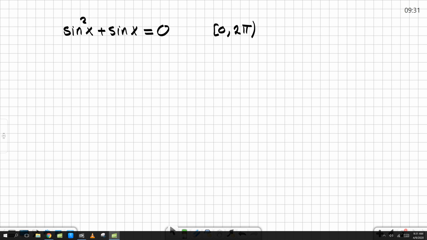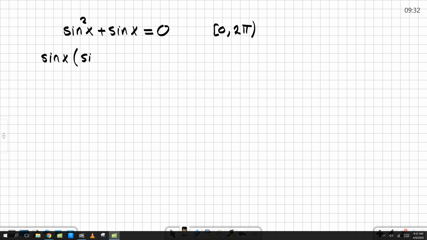We are supposed to solve a trigonometric equation, sin squared x plus sin x is equal to 0, where our solution set x has to be somewhere between 0 and 2 pi. I am noticing that this is of quadratic form. That means that if we can factor the left-hand side, we will have a relatively easy problem at hand.